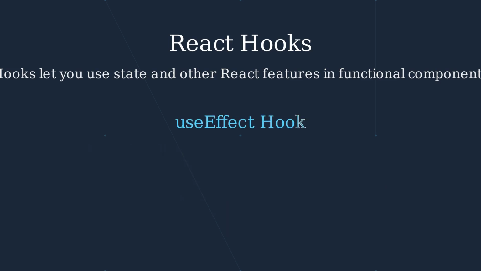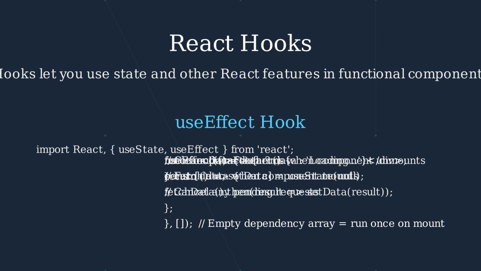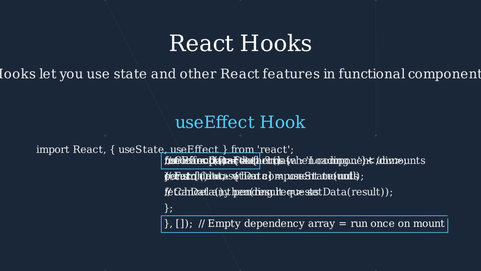The useEffect hook handles side effects in your components, such as data fetching or DOM manipulation. useEffect takes a function that contains your effect code. This function runs after the component renders. The second argument is a dependency array. An empty array means the effect runs only once when the component mounts, and its cleanup function runs when it unmounts.